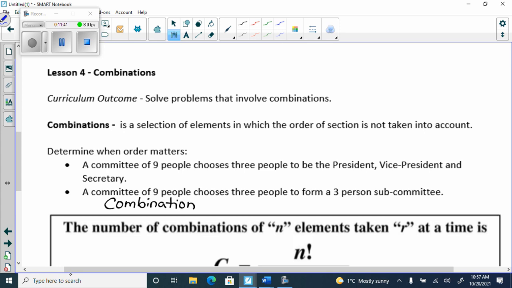The first one has jobs. The moment you give something jobs, it's a permutation. Order matters. Different jobs. If you give them all the same job, like you said, hey, I'm picking 9 people to form a committee and all 3 of them are secretaries, then it wouldn't matter because they all have the same job, right? Or like you pick 3 prizes and they all have the same prize, right? That would be the same. But if you give them 3 different prizes, then order matters, it's a permutation. Here we gave them 3 different jobs, so order matters, it's a permutation.